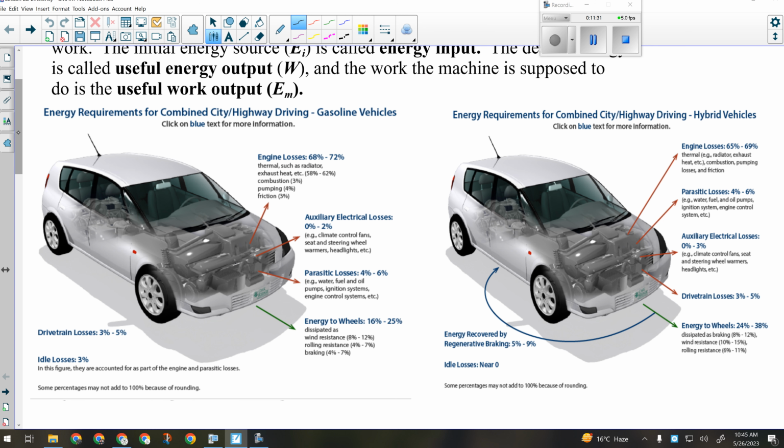Because when it runs on electric, it runs more efficiently. So it doesn't have to use as much fuel to do the same job because it's going to use electricity to do the job, okay, instead. And you can also do this, regenerative braking.